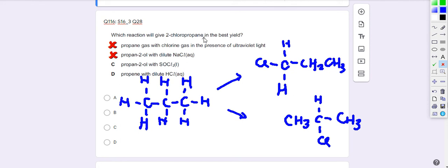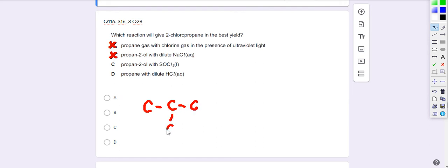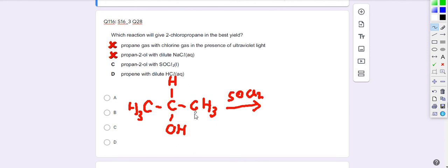This is the one that I told you, it is one of the reagents that we use to convert alcohol to halogenated alkane. So if I have propan-2-ol, let's draw the structure of propan-2-ol. Three carbons. 2-ol meaning the hydroxyl group is bonded to carbon number 2. The rest will be hydrogen. Now, when I have propan-2-ol and then react with SOCl2, the OH will be replaced by Cl.